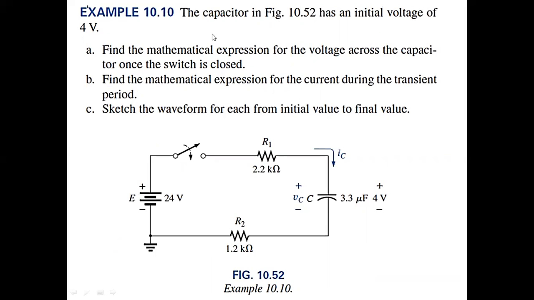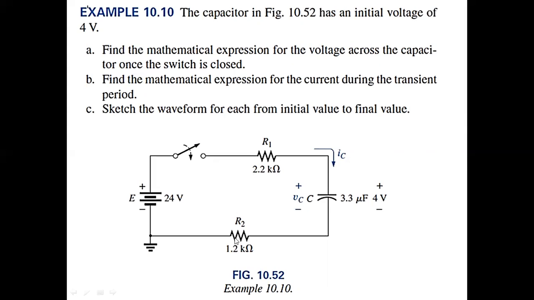Now we have the example. The capacitor in the figure given has an initial value of 4 volts. Find the mathematical expression for the voltage across the capacitor once the switch is closed. And in part B, find the mathematical expression for the current during the transient period, and we have to sketch from the initial value to the final value for parts A and B.